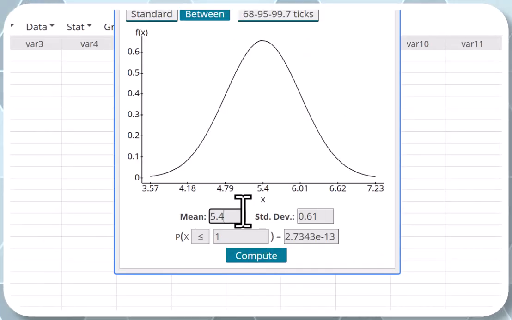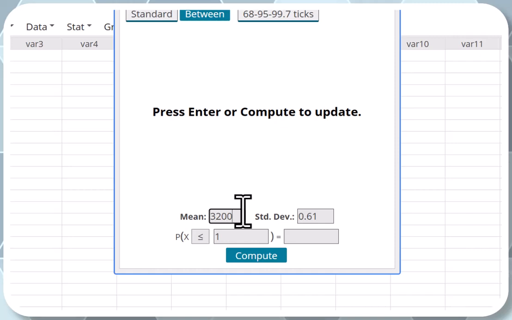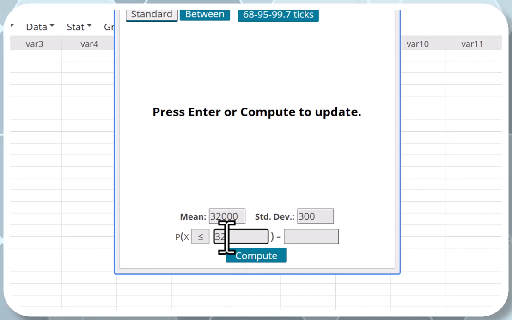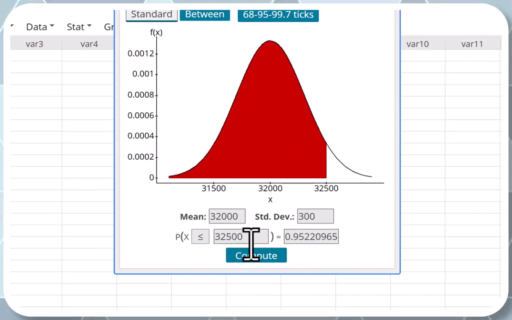So 32,000 right here. 300. You want to use those tick marks, that's fine. And we need a probability of X bar greater than 32,500. There you go. It's 0.9522. And that should be, if you're showing your work, instead of X, you should put X bar above. You should put a bar above the X. Okay.